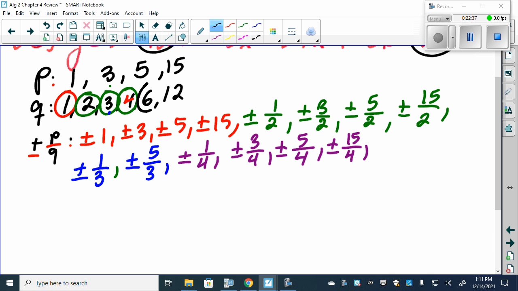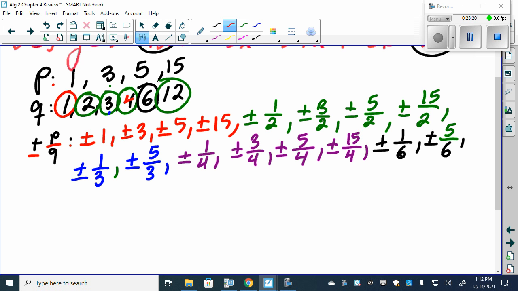Now we're going to repeat this process with 6. So we'll have plus or minus 1/6. Now the next one would be 3/6, which reduces to 1/2, and we already have it. Then the next one would be 5/6. Will that reduce? Well, no, so we'll have 5/6. And then the next one would be 15/6. It will reduce because they both have a common factor of 3, which would be 5 halves, which we do have.